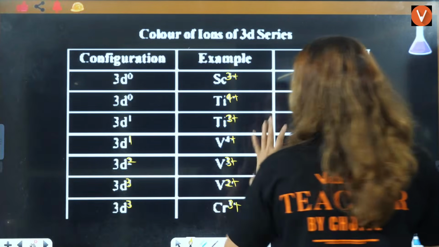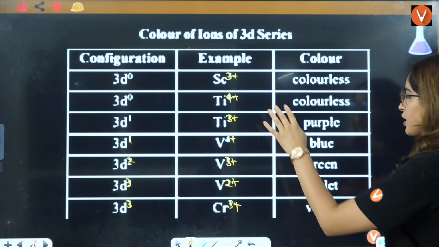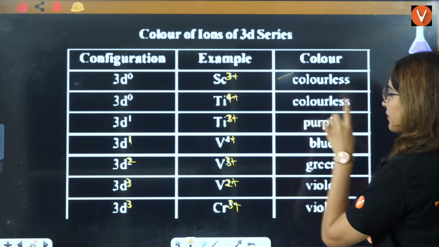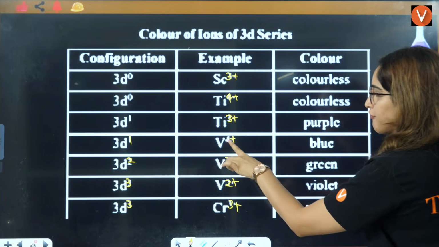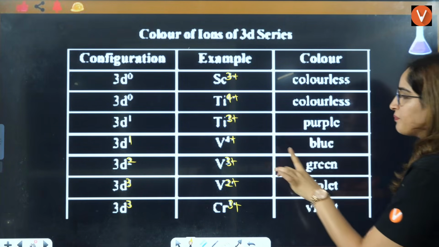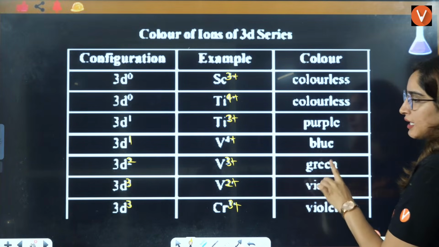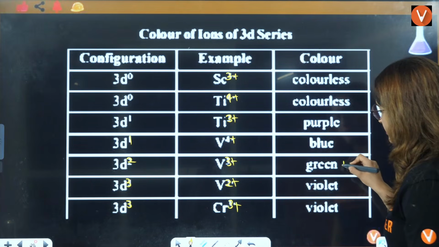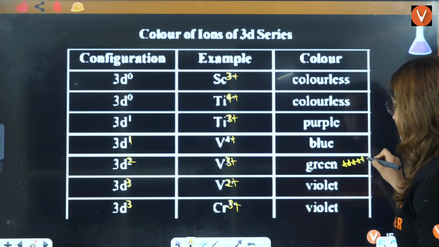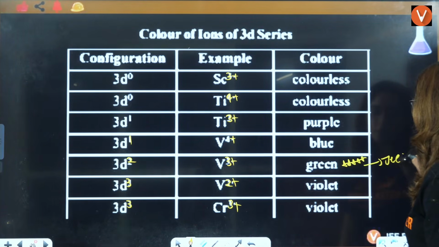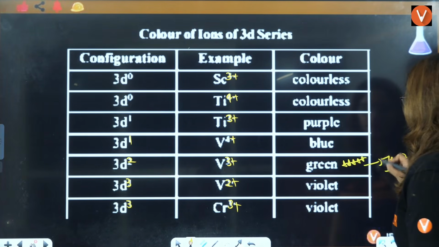But you have to remember the colors as well. So for example, titanium 3 positive is purple in color. Vanadium 4 positive is blue in color. Then vanadium 3 positive is green in color. Very, very important. And based on this, they have asked one question. This is your JEE 2025 question.